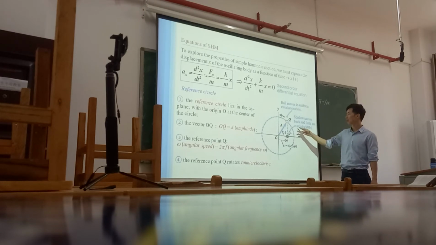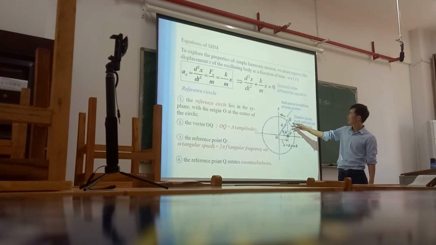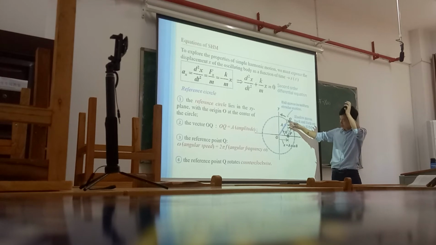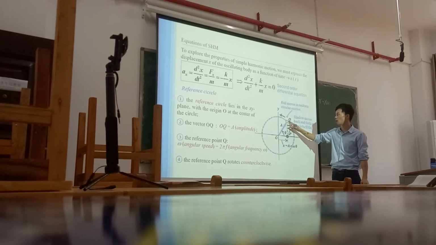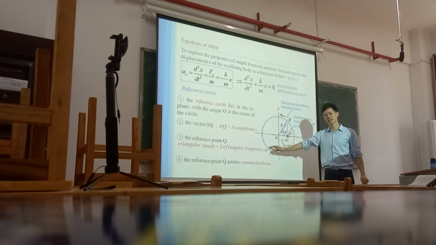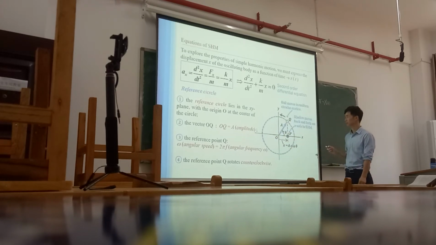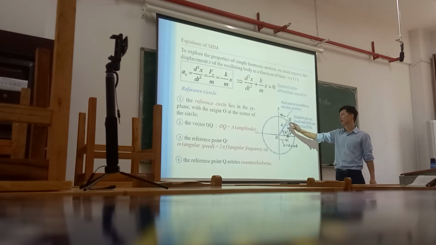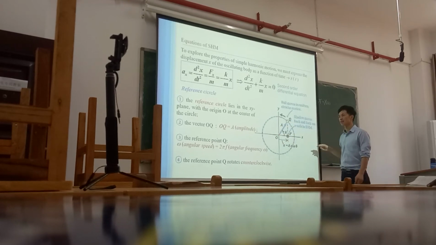There is a point, a ball, or a cube. This is a point, or this is a ball, and this ball moves around the circle. So the ball is in a uniform circular motion around the circle.